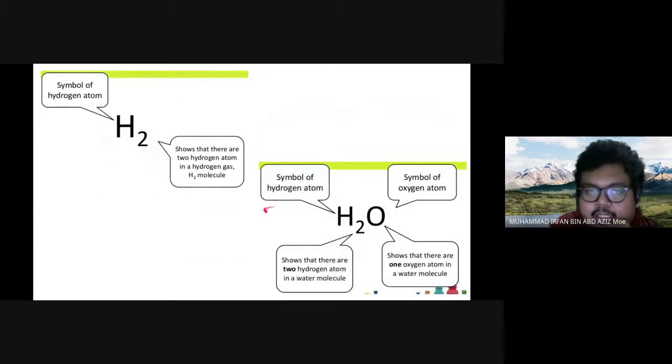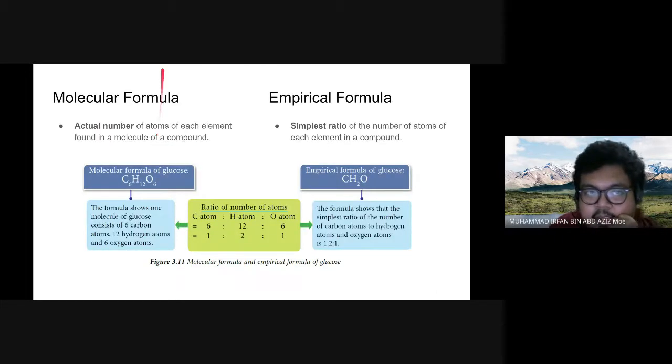Alright, kita tengok. Ni tadi H2 dengan H2O. This is the symbol. And then the number ni bagi tahu how many atoms yang ada. Number ni kena subscript, kena kecil kat bawah. Tak boleh kuasa, kena kecil. Tak boleh besar, tak boleh dua dekat sebelah ni.